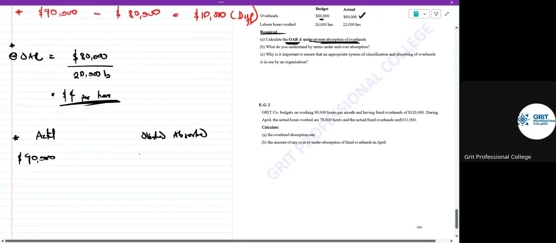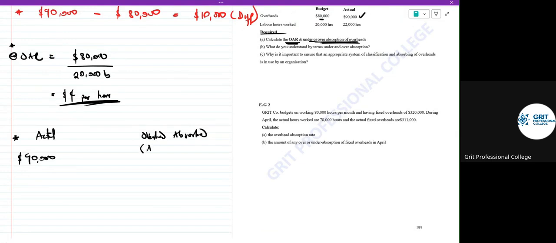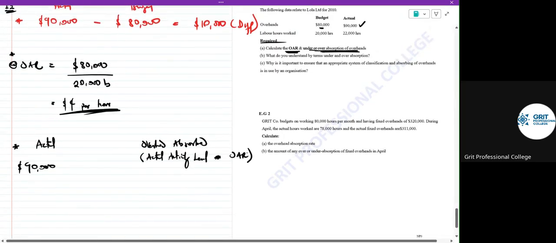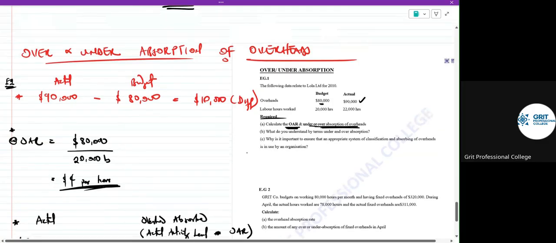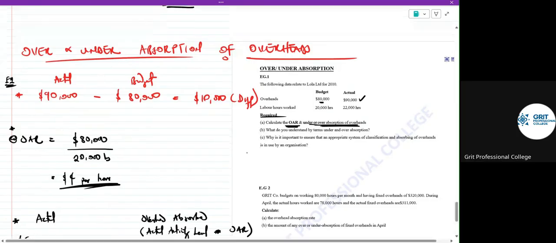But what is this overhead absorbed that we are talking about? In getting that overhead absorbed, it is the actual activity level. And by now, you know what an activity level means, right? Actual activity level by the OER that you computed. Why is this overhead absorbed very important? When we want to determine whether we over-absorb overheads or we under-absorb overheads.